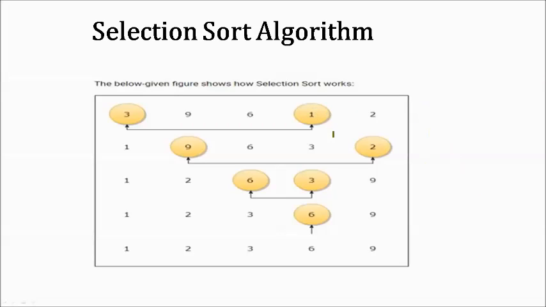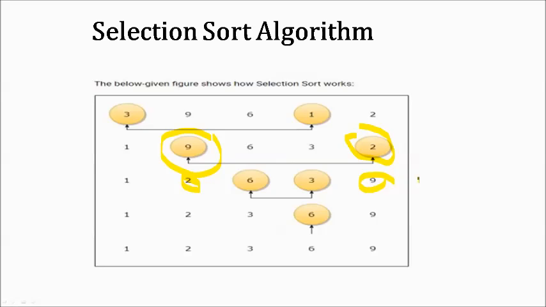Okay? Next, what is the next smallest value? We have number 2 here. And of course, we're on array 1. So since 2 is the next smallest number, they're going to swap places. So 2 is placed here, and 9 is placed in the position of 2.